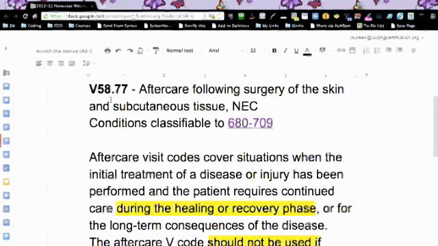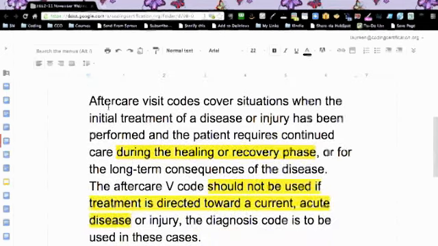Okay, so I looked this one up, and it says V58.77, aftercare following surgery of the skin and subcutaneous tissue, not elsewhere classifiable. So to me, that would be your choice if you were going to code aftercare codes. But I wasn't completely convinced that we're ready to start using aftercare codes, because when I started to read this in the guidelines, aftercare visit codes cover situations when the initial treatment of a disease or injury has been performed and the patient requires continued care during the healing or recovery phase.